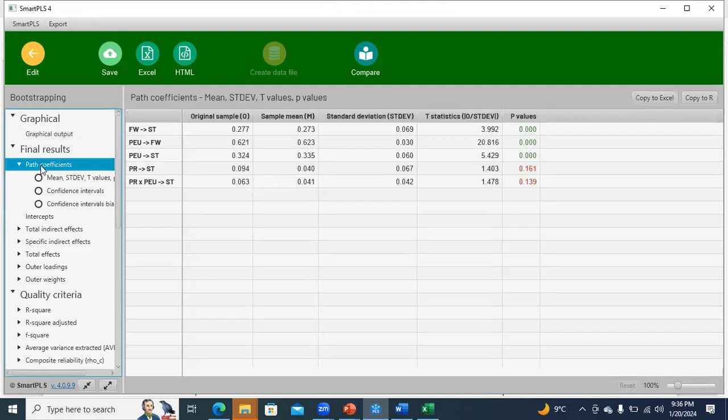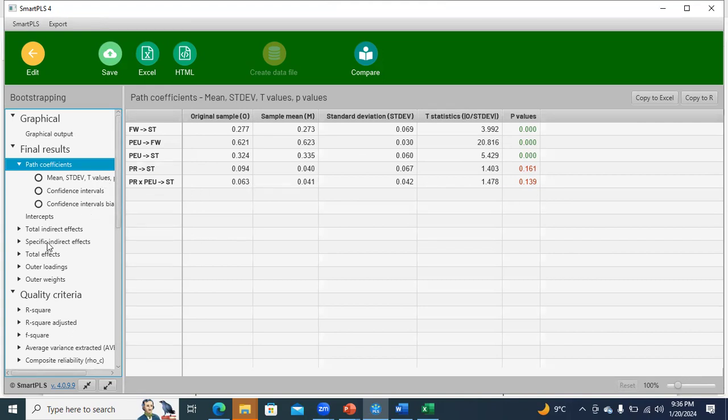Go to the path coefficient. You can see here the direct impacts. Three of the direct impacts are significant, but the impact of your moderation is not significant. It is significant at 16%, and the moderating impact is also not significant here.